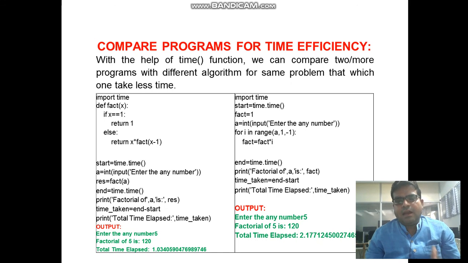So the algorithm depends upon the problem. It is not necessary that recursion is always better than the for loop, or that the for loop is always better than recursion. It depends on our requirement. So when we write a program, first we study in detail which algorithm is the best, which algorithm requires less time for execution. So now I hope you understand how to calculate the time required for execution of a program.